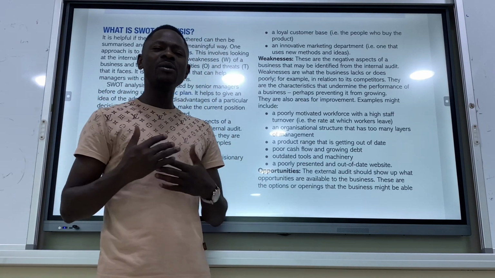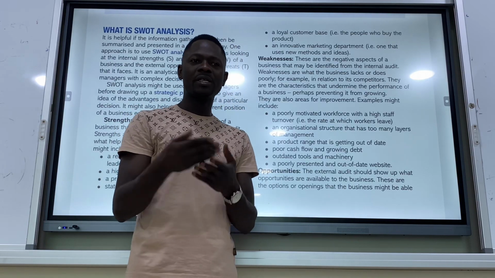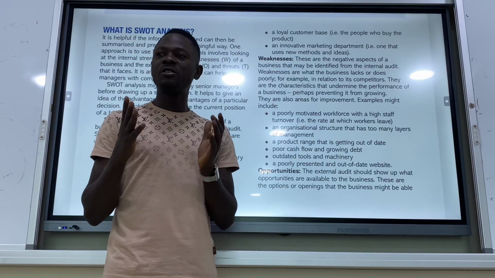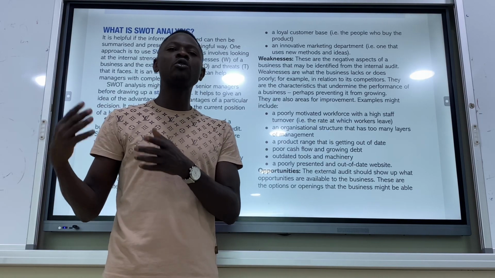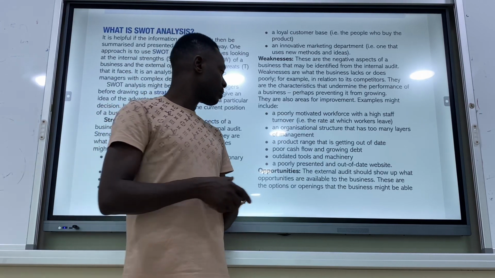Then the next one, the last one, outdated tools and machinery. The business is still using old-fashioned, outdated equipment and outdated technology. These ones will not be faster and they won't be able to compete with competitors. That's a weakness that the business must also try to work on.